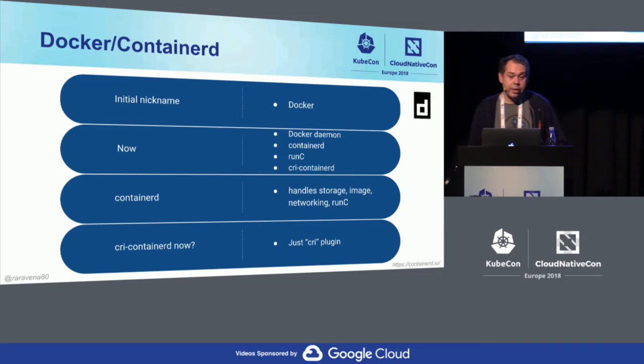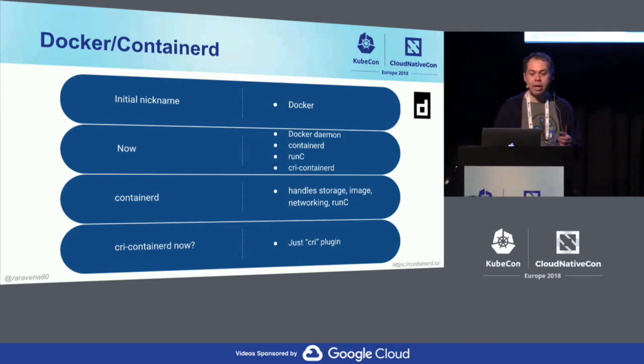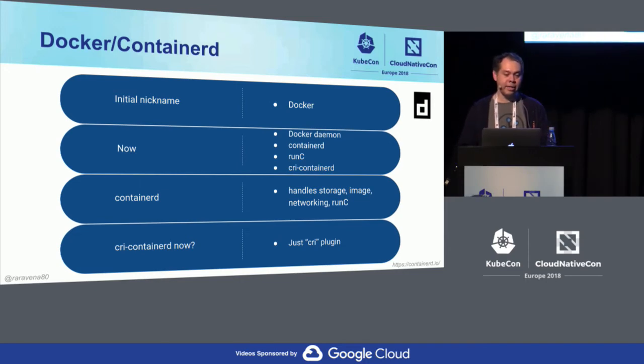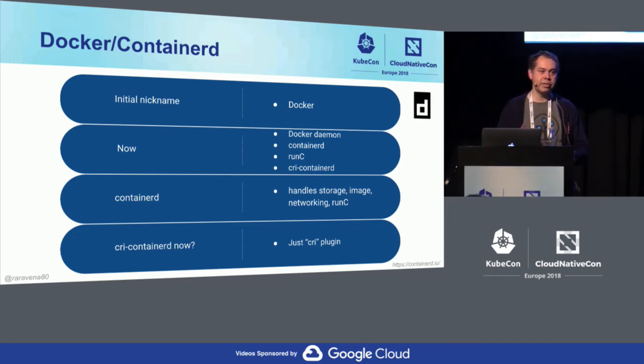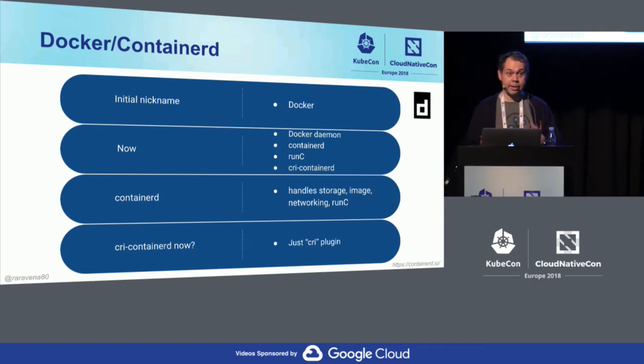So let's talk about Docker now. The first name was just Docker, and now it's all these different things. So you have Docker daemon, Runc, Containerd, and the CRI Containerd. The CRI Containerd just recently, a couple of months ago, became just the CRI plugin, and the Containerd daemon handles your storage, your imaging, your networking, and it takes care of instantiating your containers.